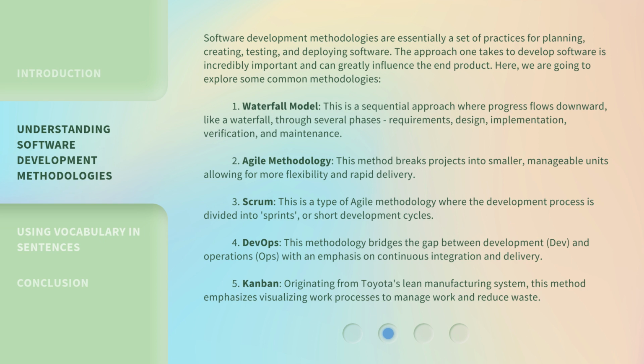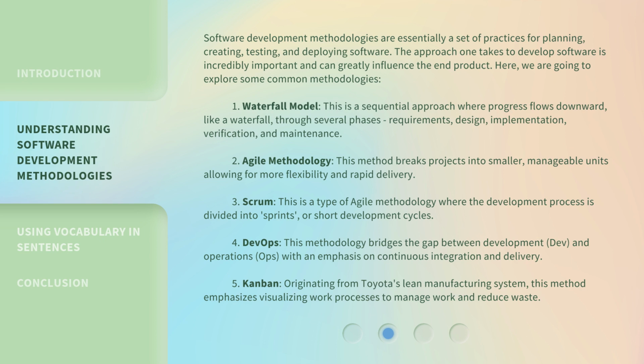1. Waterfall model. This is a sequential approach where progress flows downward, like a waterfall, through several phases: requirements, design, implementation, verification, and maintenance. 2. Agile methodology. This method breaks projects into smaller, manageable units, allowing for more flexibility and rapid delivery.